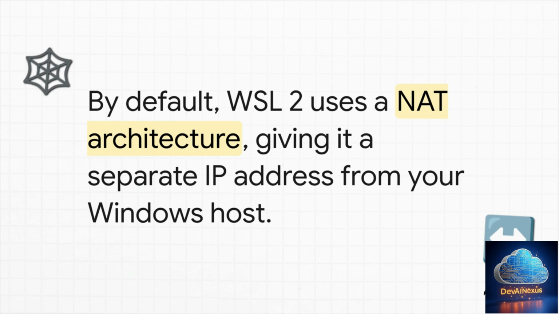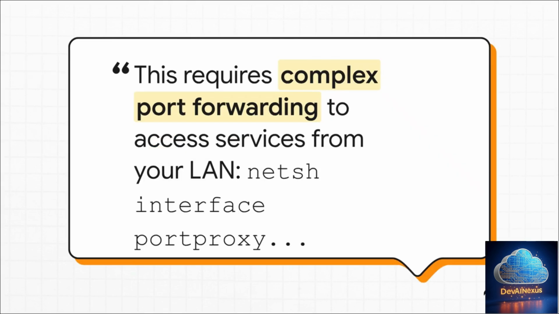See, by default, WSL2 kind of acts like its own little computer behind a router. It has its own internal IP address, totally separate from your main Windows IP address. So what does that actually mean for you? Well, it means if you're running a web server inside WSL and you want your friend on the same Wi-Fi to see it, they can't. You have to run these super long, complicated commands like this netsh one just to manually forward the traffic from Windows to Linux. It's a total pain.